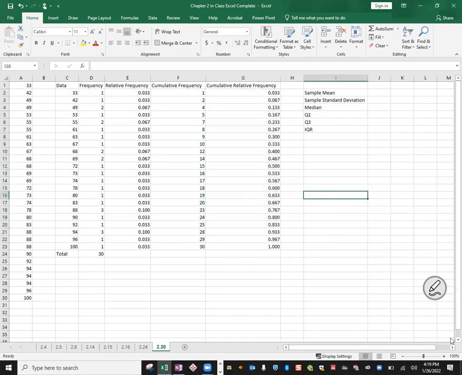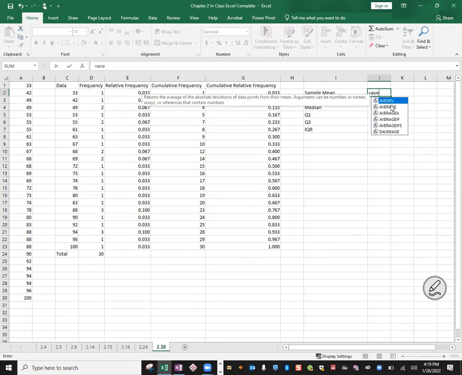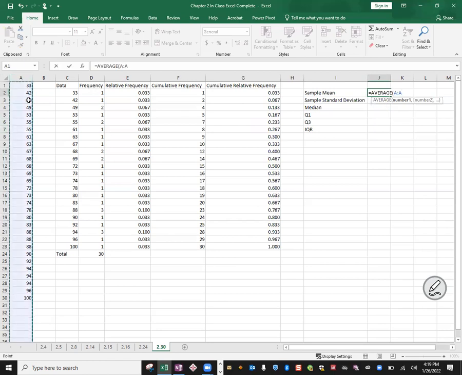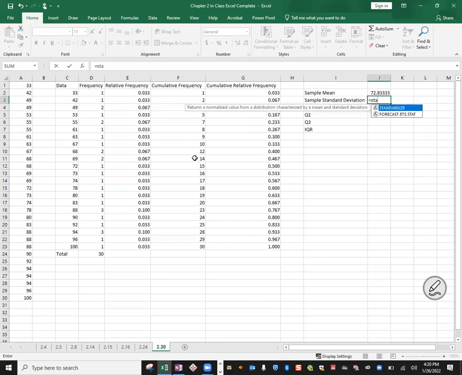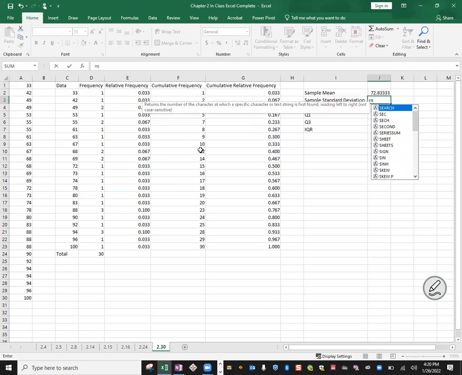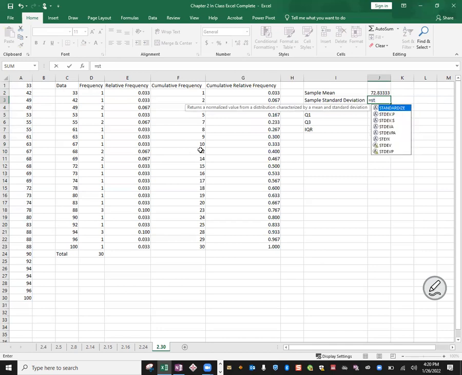Okay. So the next thing we were asked to do was find the sample mean, sample standard deviation, median, and the quartiles and interquartile range. Again, we can use average for our sample mean. I'm just going to highlight this and click enter. And then for our sample standard deviation, we click equals STDEV.S, because we want a sample standard deviation. Again, we're going to highlight the same thing and click enter.